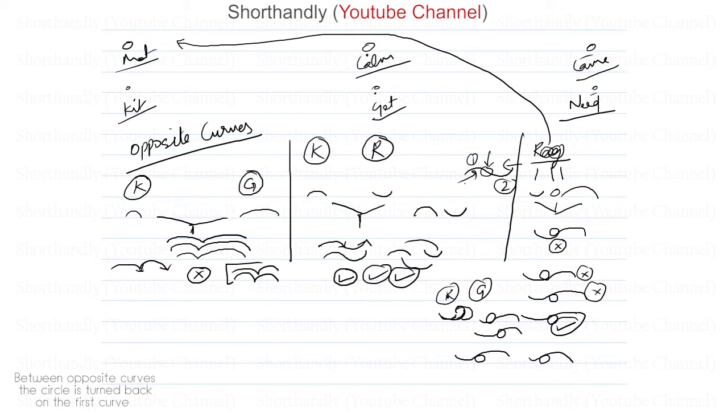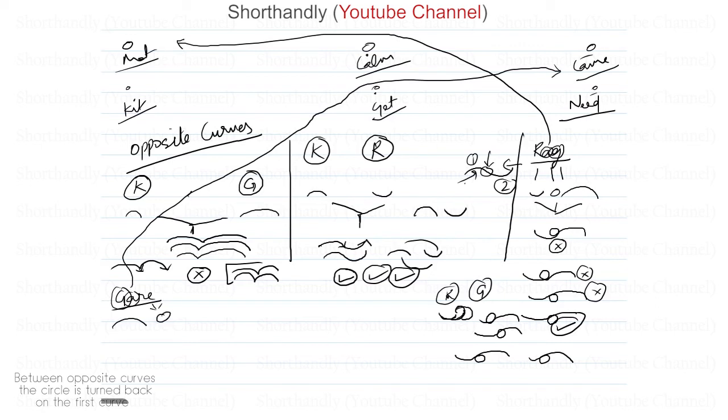Let's take another example. Suppose we have the word gear. First we have the G character, which is made like this. Then we have the vowel sound, very similar to the vowel in came, so we use this vowel like this. After that we have the R character, which is made like this, because if we pronounce it, it goes like gear.